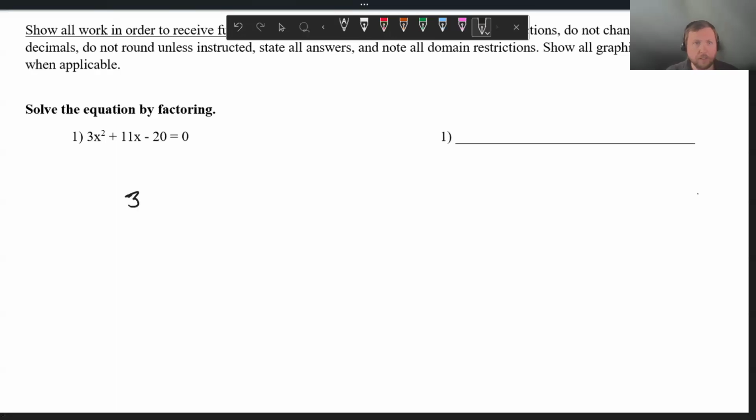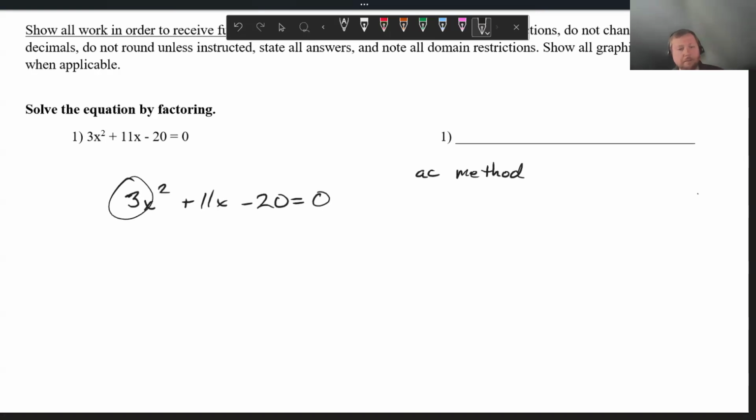Okay. So I have 3x squared plus 11x minus 20 is equal to 0. So I'm going to attempt the AC method. So if this is factorable, this method should work. And I'm choosing this method because I have this 3 up front. So I'm going to take A times C. So I have 3 times negative 20, and I get negative 60.